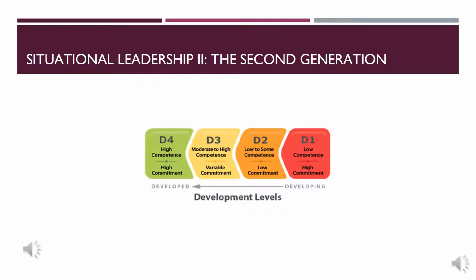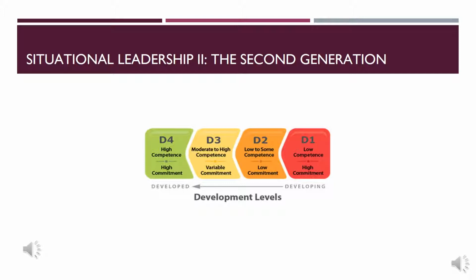Situational Leadership 2 is a model developed by Paul Hersey and Ken Blanchard. This was a modification of the original model, Situational Leadership 1. We won't be discussing the differences between these two models today, but this can be referenced in the article assigned for Module 5.